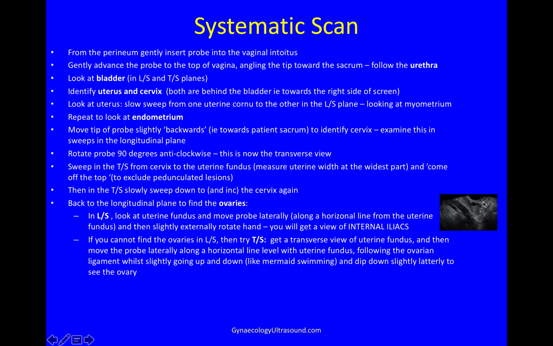and this is a nice landmark of the vessels and the ovary just in front. If you can't find the ovary in this plane, then try the transverse plane. Get a transverse view of the uterine fundus, move the probe laterally along a horizontal line with the fundus, following the ovarian ligament, while slightly going up and down, up and down, up and down like a mermaid swimming, and then dip down slightly laterally to see the ovary.